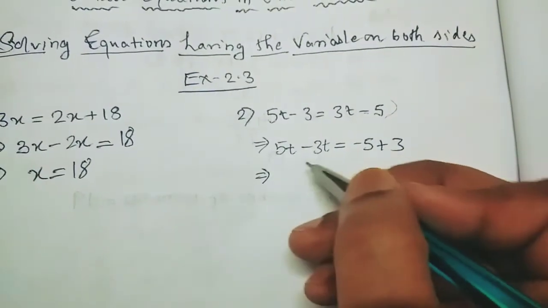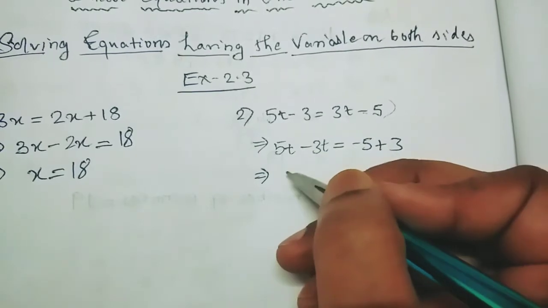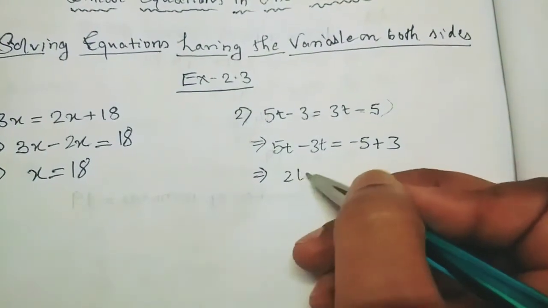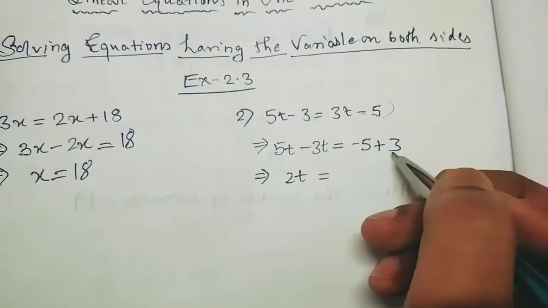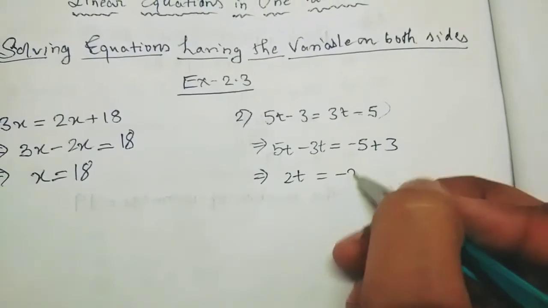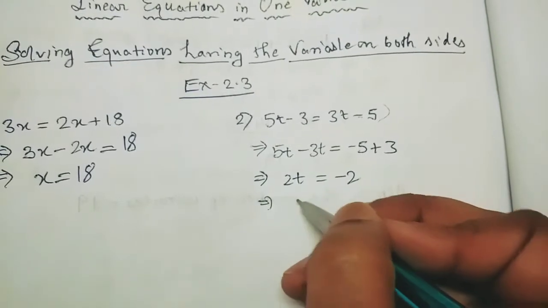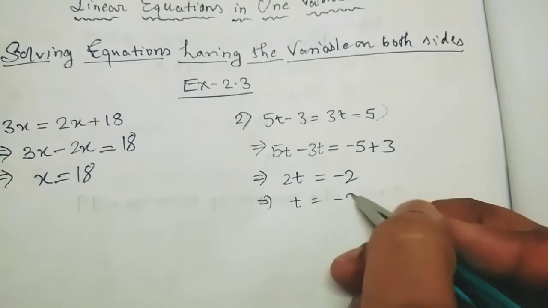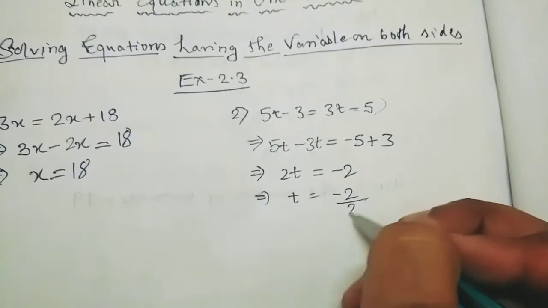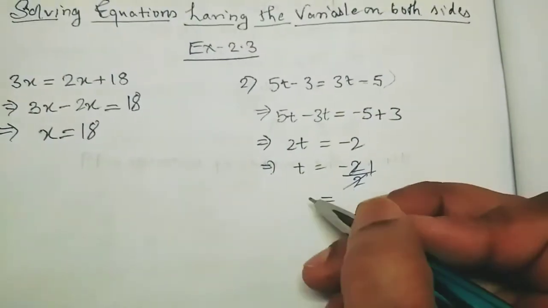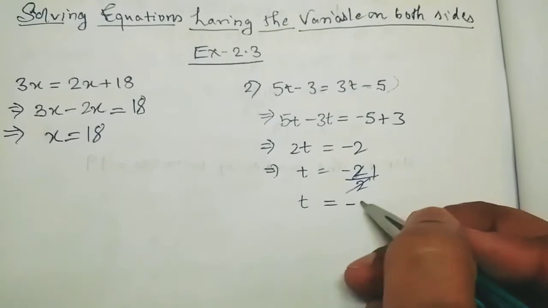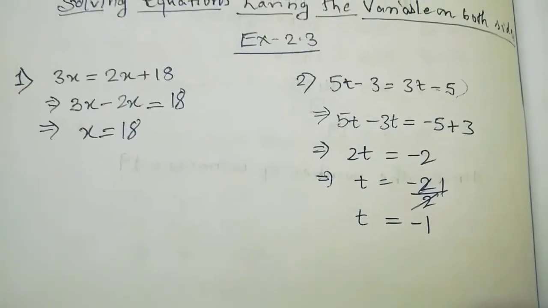In this way you do 5t minus 3t, it is 2t, since 5 minus 3 is 2. Then minus 5 plus 3 is minus 2. Now 2t equal to minus 2, this 2 will come down in divide form. Now it is 2 ones are 2, and minus is there, so t equal to minus 1. Very easy, right? Now let's see another question.